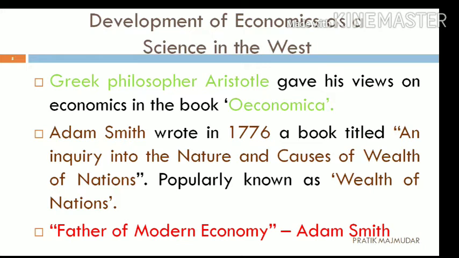Instead of remembering the whole name, just remember that it is popularly known as Wealth of Nations. So who has written the book Wealth of Nations? Adam Smith has written the book Wealth of Nations. In which year did he write it? He wrote it in 1776. In the same way, the book Oeconomica is written by whom? It is written by Aristotle the Great, and he was a Greek philosopher. You have to remember this.